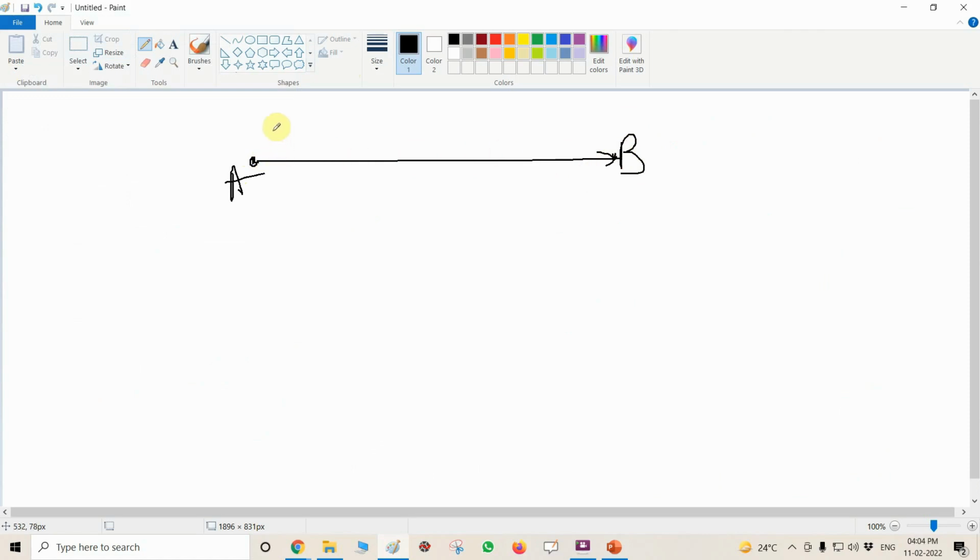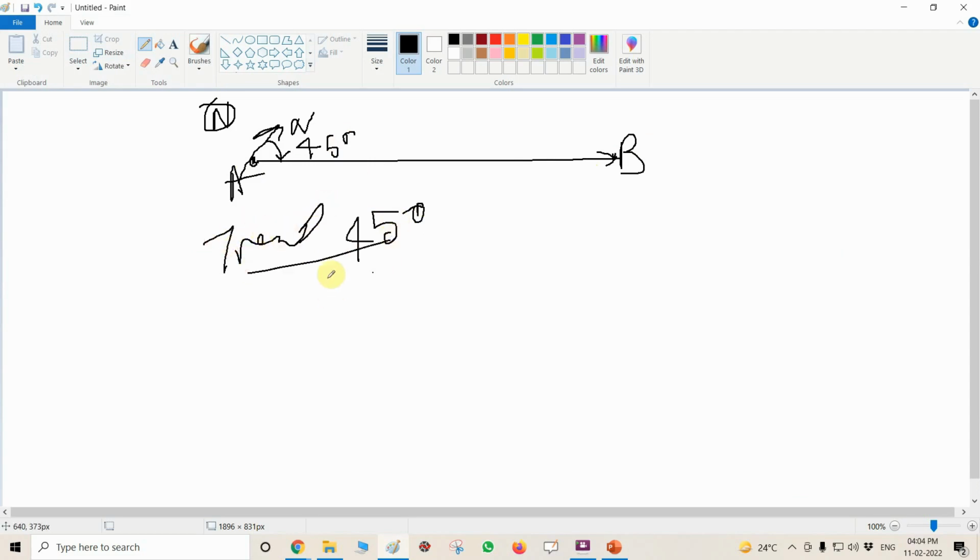Then the angle it makes with the north will be your trending angle. So suppose this is the north direction, and the angle it makes is, let's say, 45 degrees, so the trending direction will be 45 degrees. It's called the trend. From one point, with respect to that point, the position of the other point gives you the idea of trend. And plunge gives you the idea of the inclination of a bedding plane or any linear features.